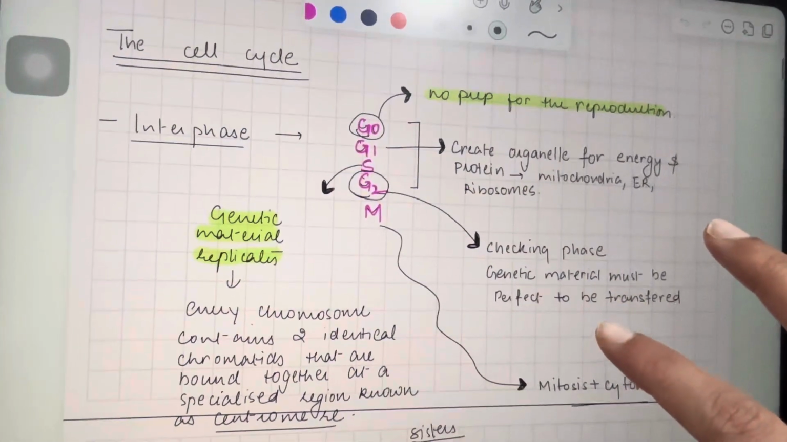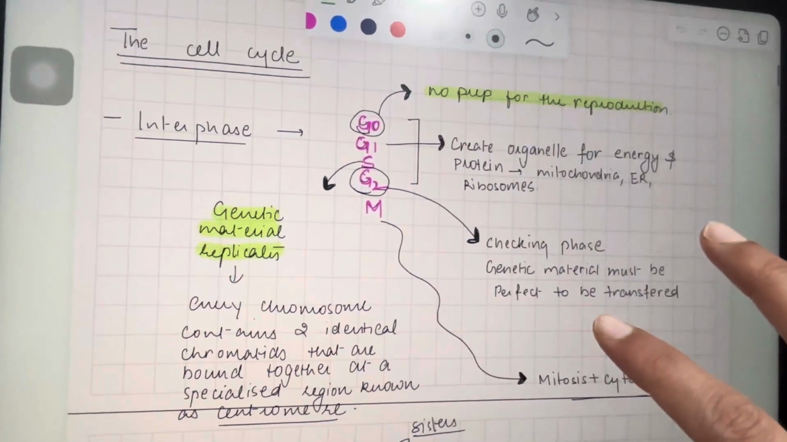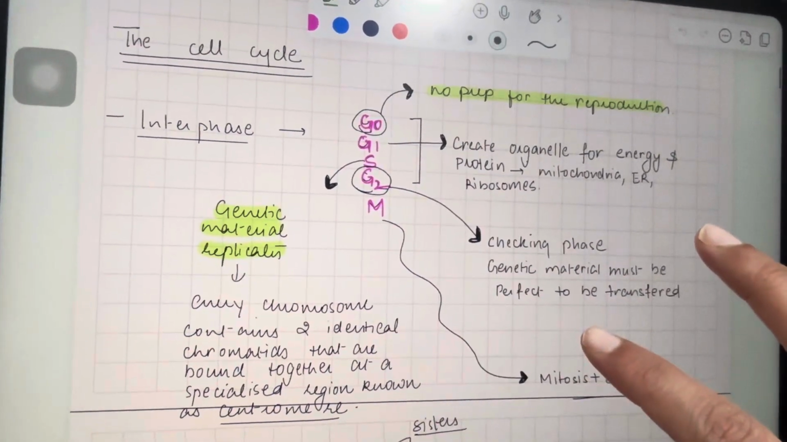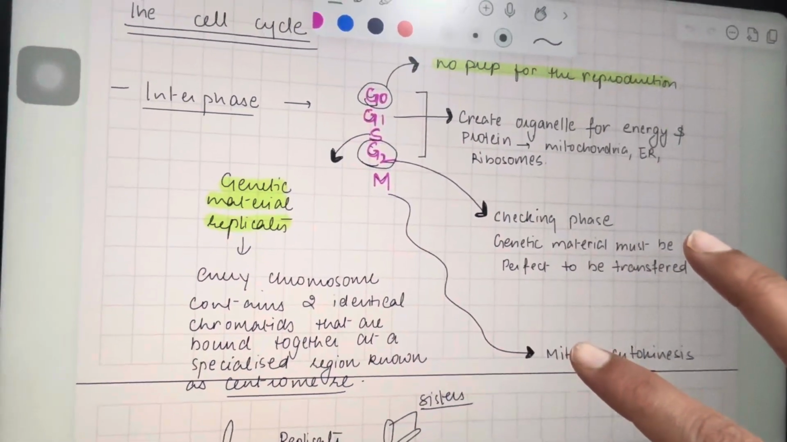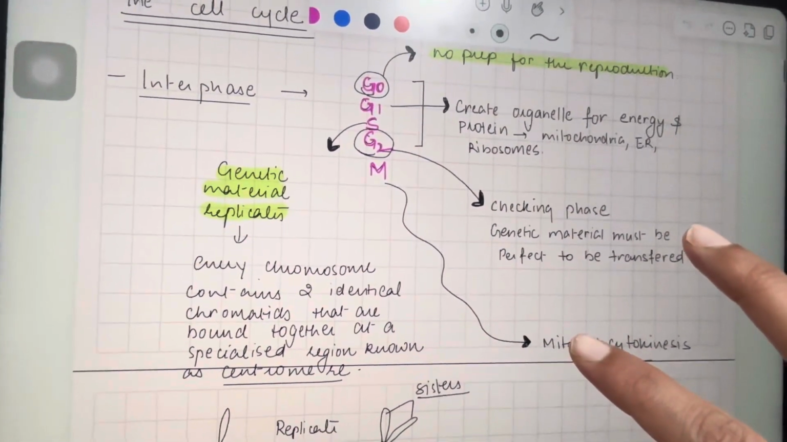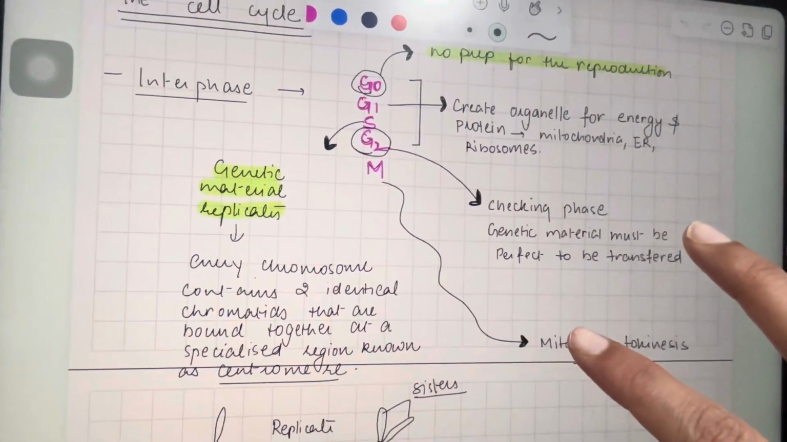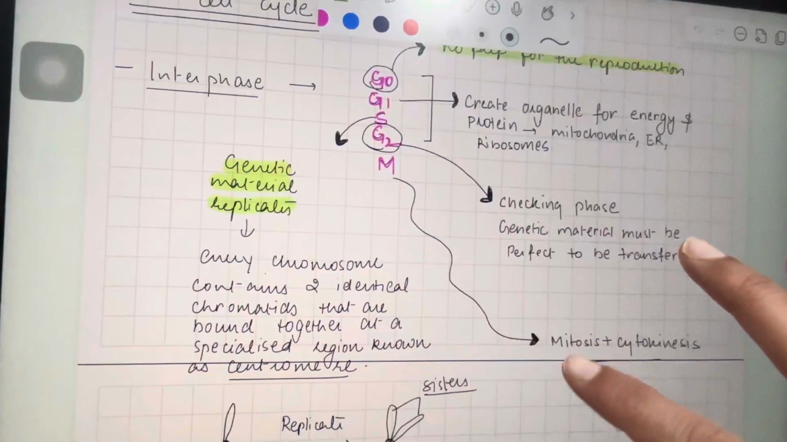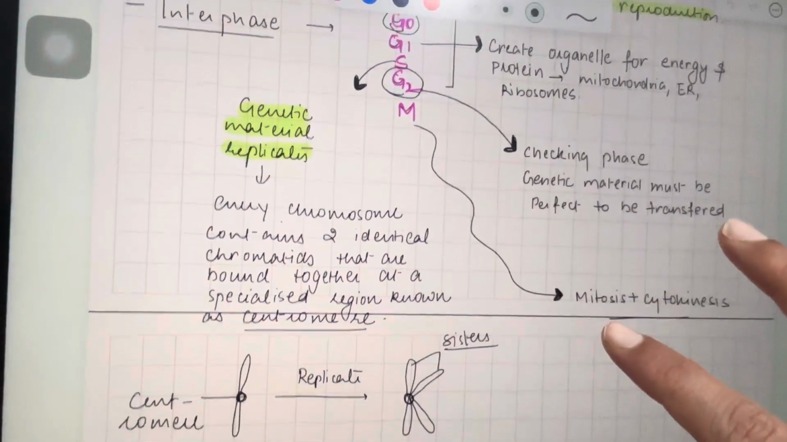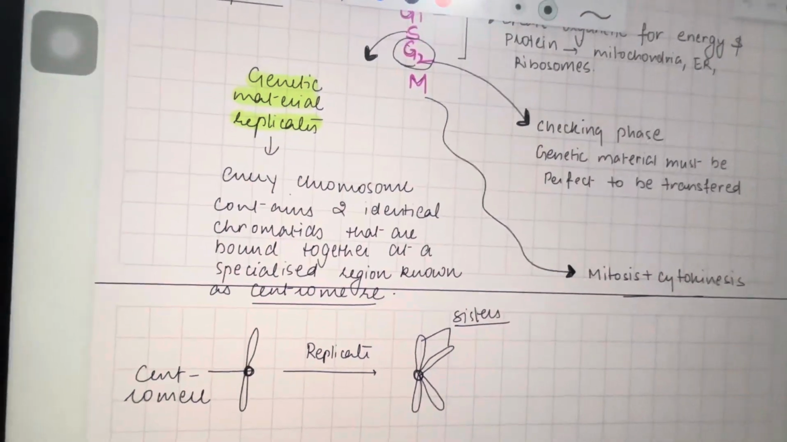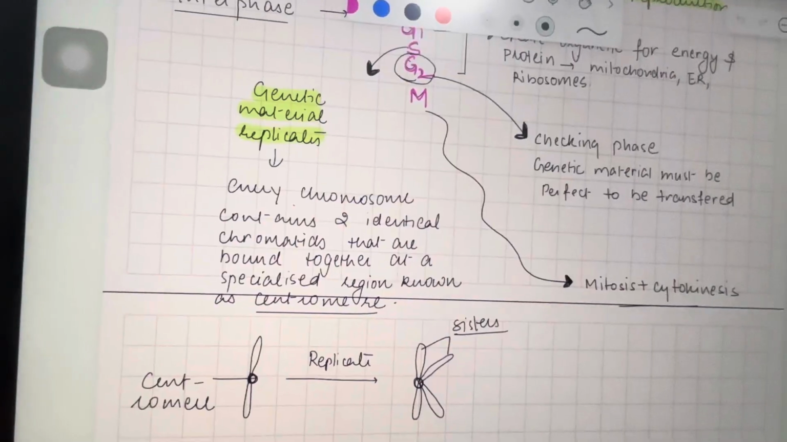In this phase, the cell is trying to create organelles for energy and protein production. Mitochondria, endoplasmic reticulum, and ribosomes are used. All these functions have started. Then comes the S phase, where the genetic material starts to replicate. Every chromosome contains 2 identical chromatids that are bound together at a specialized region known as the centromere.